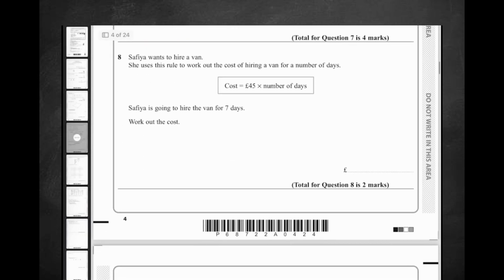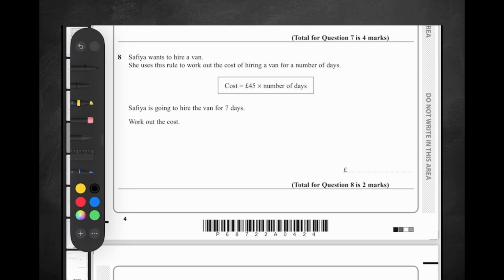Question number 8. Safia wants to hire a van. She uses this rule to work out the cost of hiring a van for a number of days. Cost equals £45 times number of days. Safia is going to hire the van for 7 days. Work out the cost. So we just need to do £45 times 7, which again I'll do on my calculator, is £315.